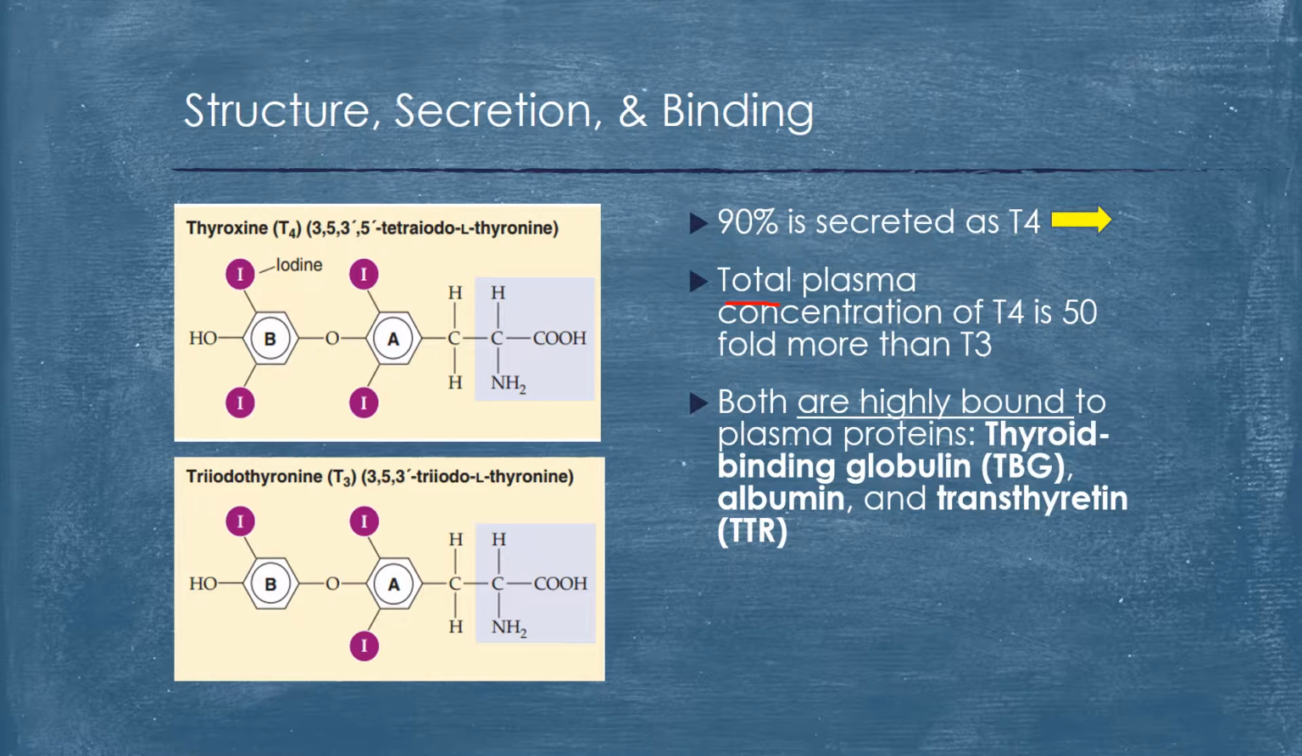Both are highly bound to plasma proteins: thyroid binding globulin, albumin, and transthyretin. The most important one is the TBG, or thyroid binding globulin. They are mostly bound to this protein more than the others. T4 is 99.98% bound, and T3 is 99.5%. So this is the binding percentage for each.